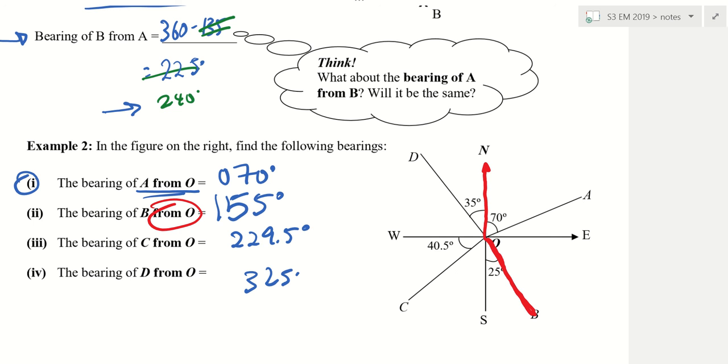Step 3. Measure from where? From north or from OB? From north. Clockwise or anti-clockwise? Clockwise. So how to get this? I look: if one straight line is 180 and this is 25, I will take 180 minus 25. Therefore, I got 155. Follow? Good.